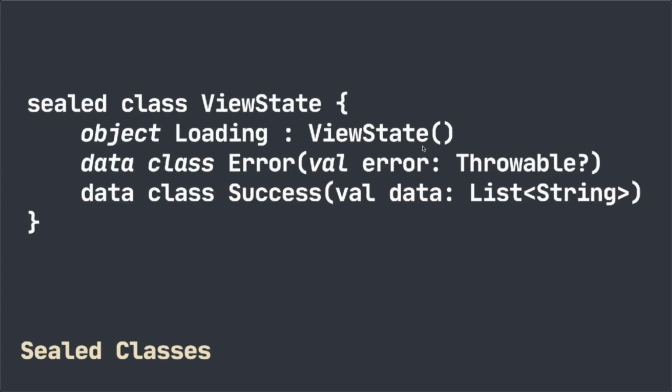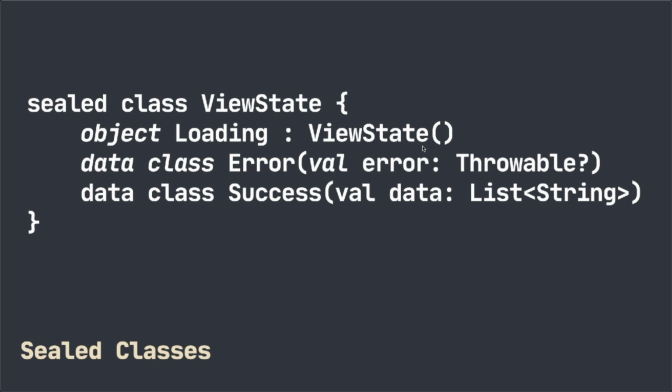Now, another tool for modeling data are sealed classes. Sealed classes represent restricted class hierarchies. A place where I find this particularly helpful is modeling view state or maybe view events when I'm working in an MVVM architecture. So here we have a view state sealed class. All the child classes in this sealed class have to be defined within the same file here or within this same enclosing block.